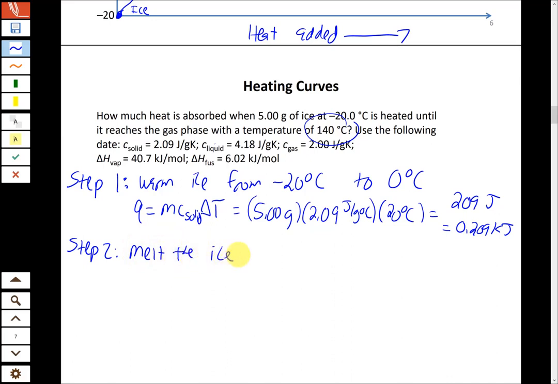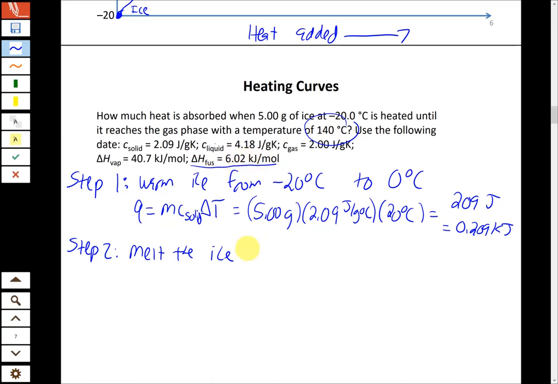And again, similar to some things we talked about in chapter 7, if we want to figure out how much heat it takes to melt the ice, we need to use the enthalpy of vaporization, or sorry, the enthalpy of fusion, which is this number here, 6.02 kilojoules per mole. Now this is the heat required to melt 1 mole of ice. We don't have 1 mole of ice, so we have to multiply this number by the number of moles of that substance that we have.